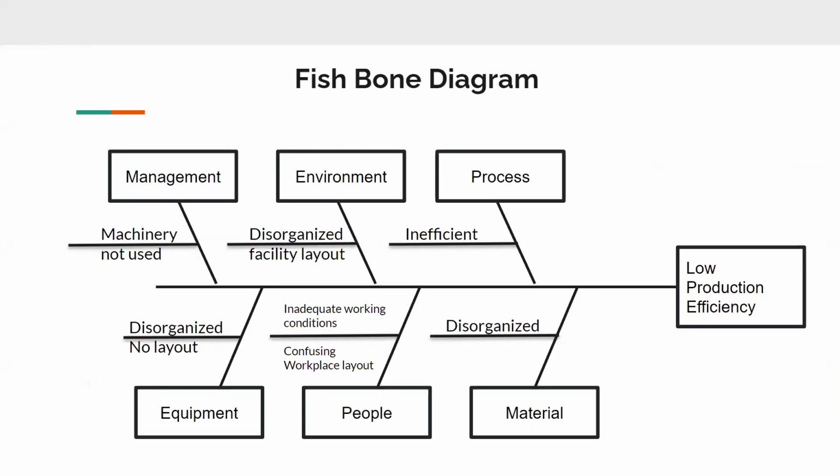One of their biggest problems was being unorganized, so we created a fishbone diagram and broke it up into 6 different parts. These parts are the causes that lead to their low production efficiency.